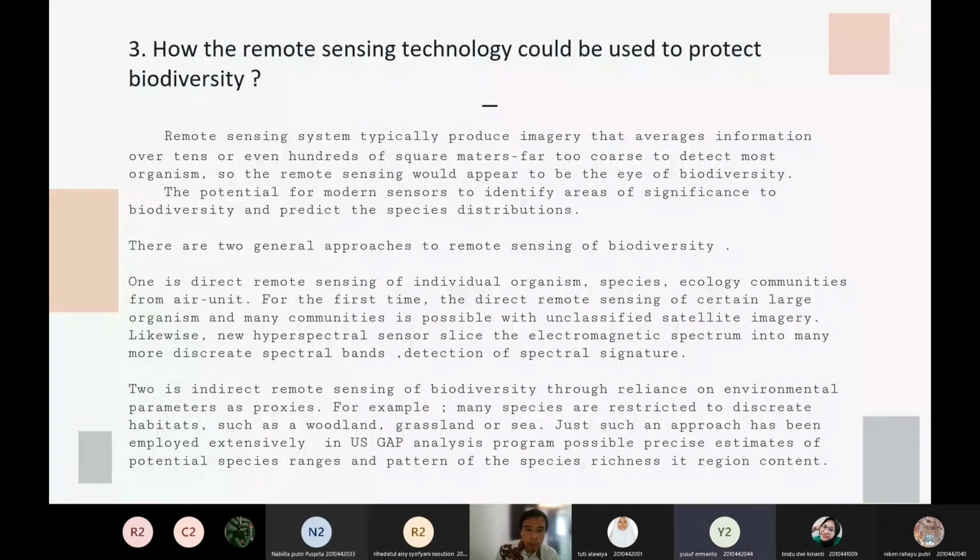Two is indirect remote sensing of biodiversity through reliance on environmental parameters as proxies. For example, many species are restricted to discrete habitats such as woodland, grassland, or sea. Just such an approach has been employed extensively in the US GAP analysis program, making possible precise estimates of potential species range and patterns of species richness in a region. Next slide.